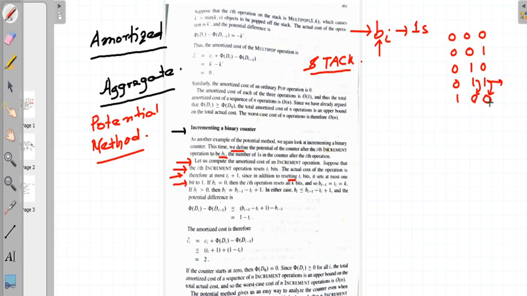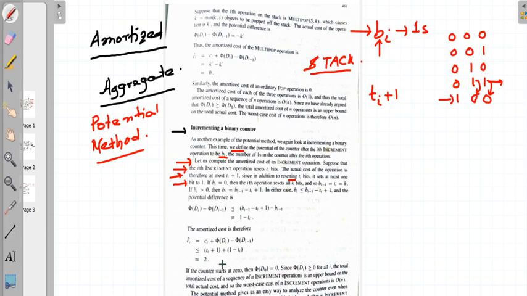So you see, it is resetting and it is setting. One bit is set to 1, the last bit, right? So the actual cost the ith increment operation will incur is at most ti plus 1. Some bits will be reset and we will be setting one bit.